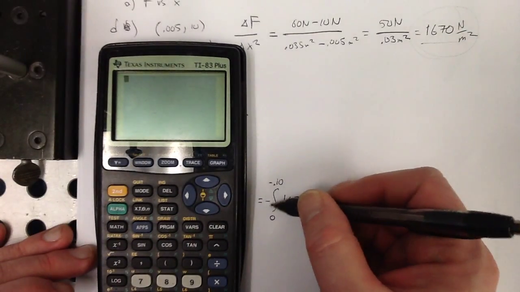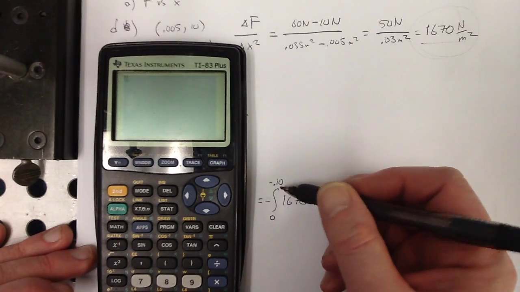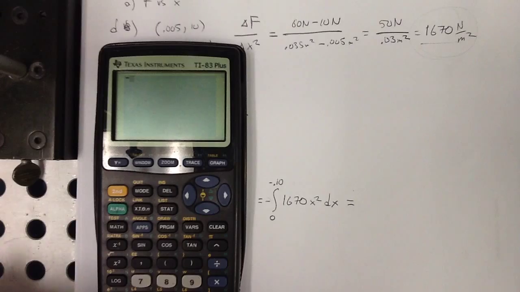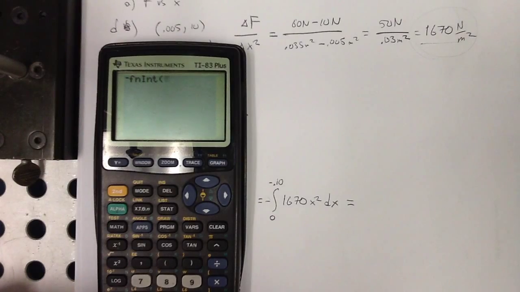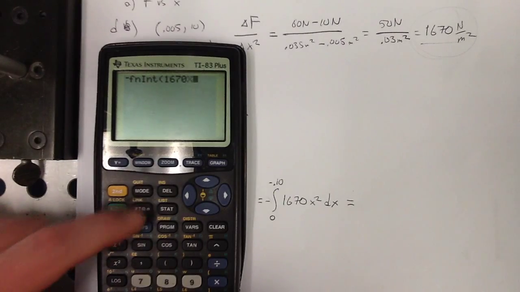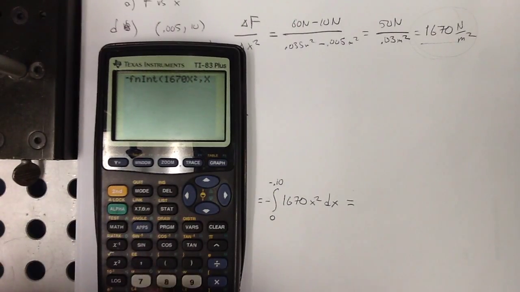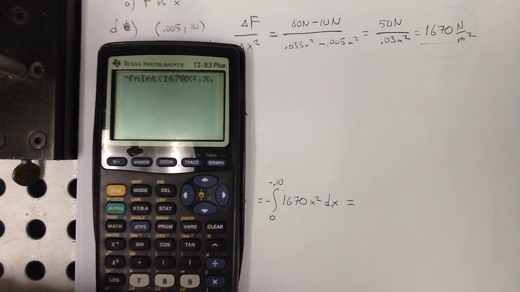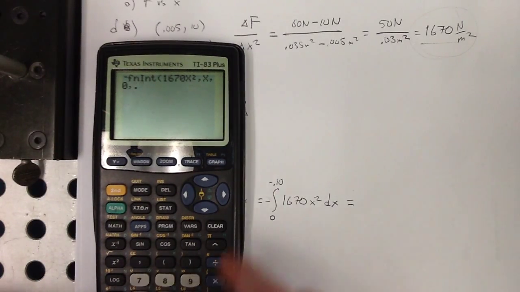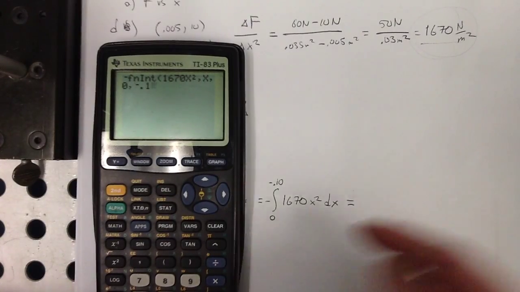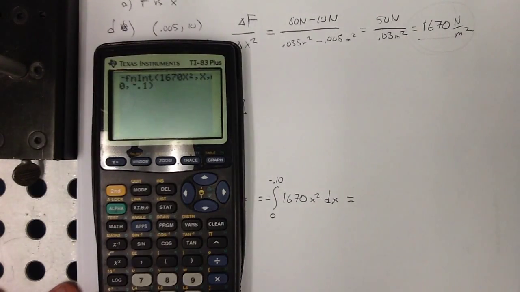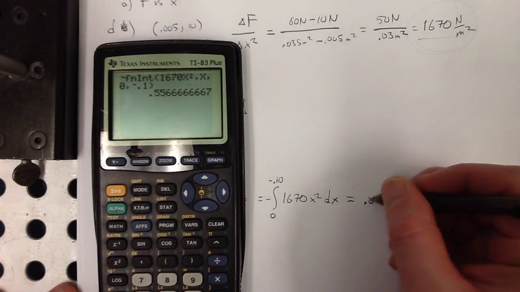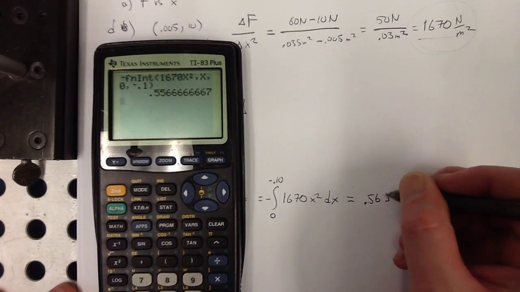So I'm going to use this negative sign to flip these. Well, actually, no, I won't. I will just do it this way. So negative math 9 gives me my fn int. You might have your nice integral symbol. So I'm doing this function. That goes in first, 1670 x squared, comma x, comma 0, comma negative 0.1, because it's getting compressed. And those two negatives should cancel each other out, and we should get about 0.56. This is work. That's joules.